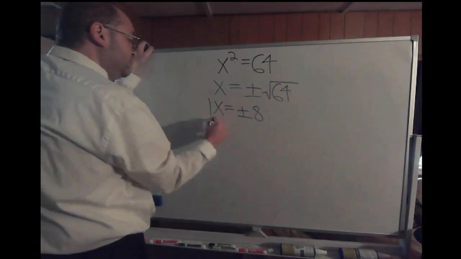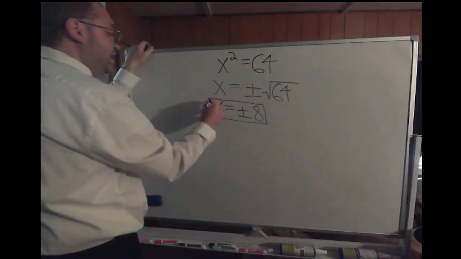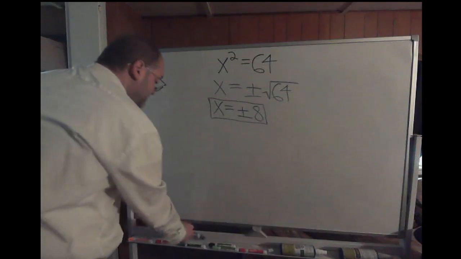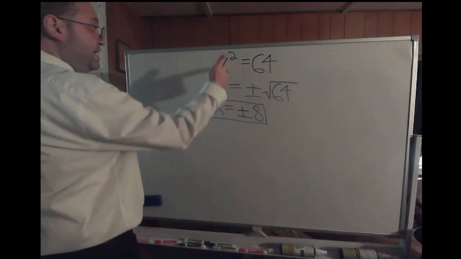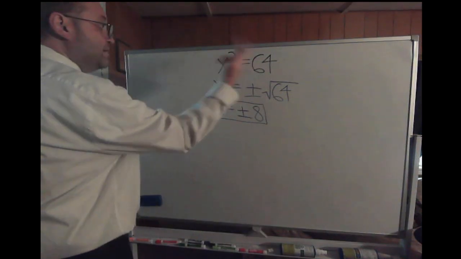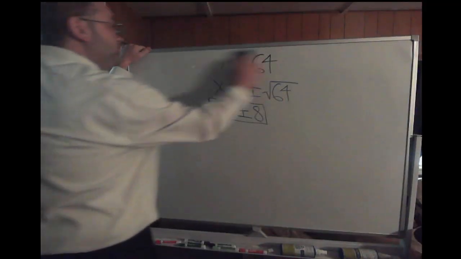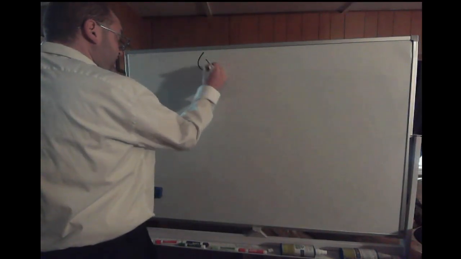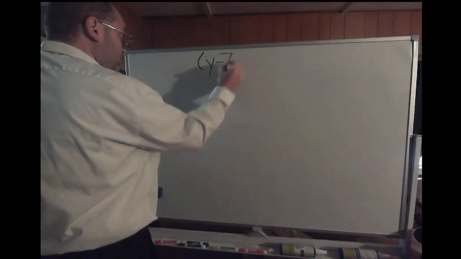And you could actually leave your solution written like that. You don't have to list two separate solutions. x equals plus or minus 8. And if you put either negative or positive 8 in, you'll get positive 64. So that's one example.